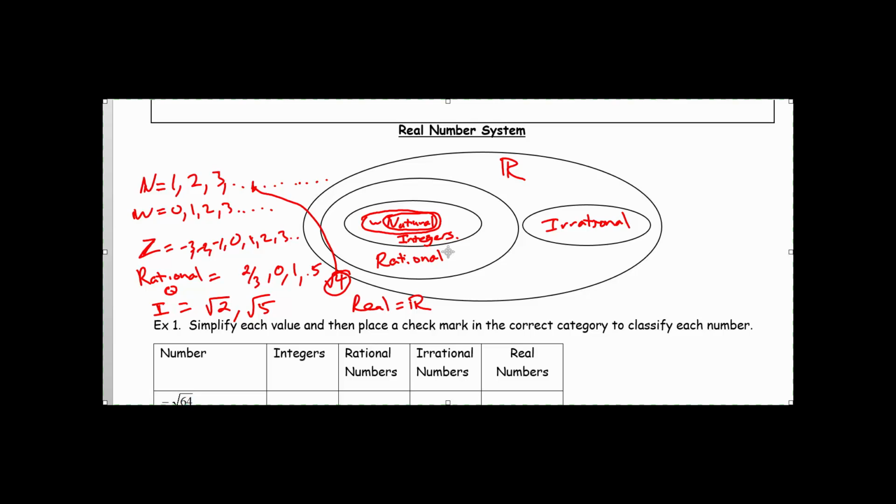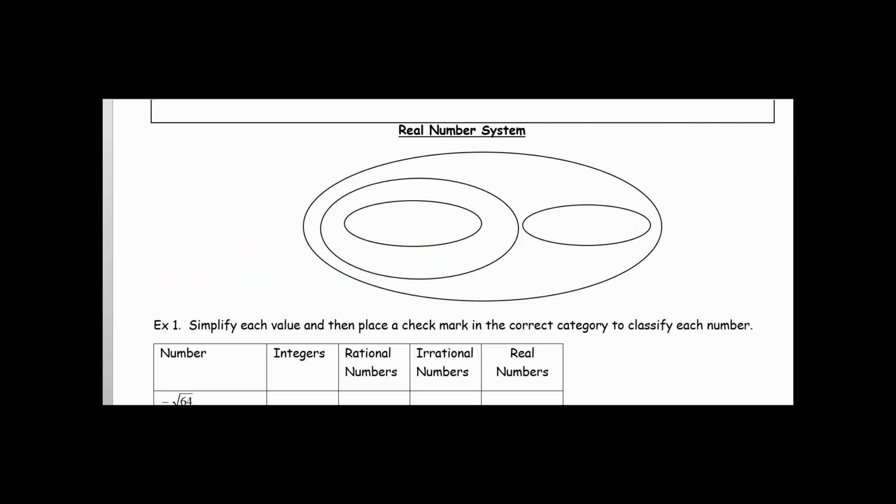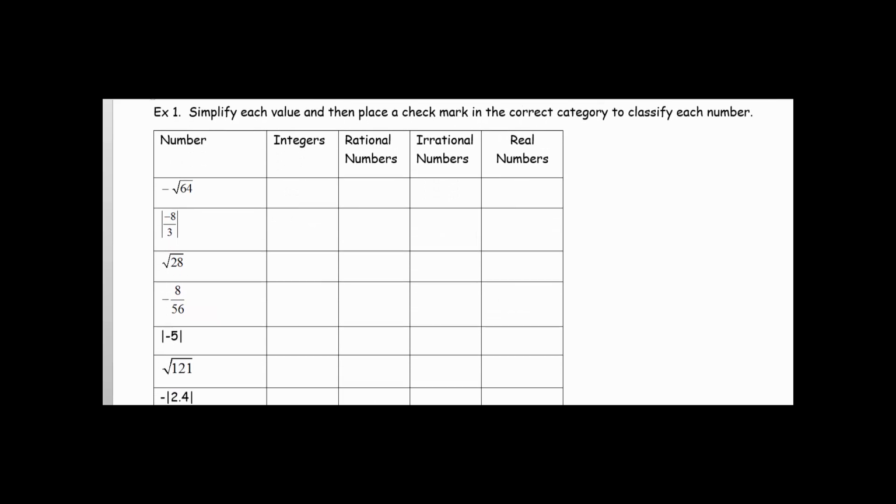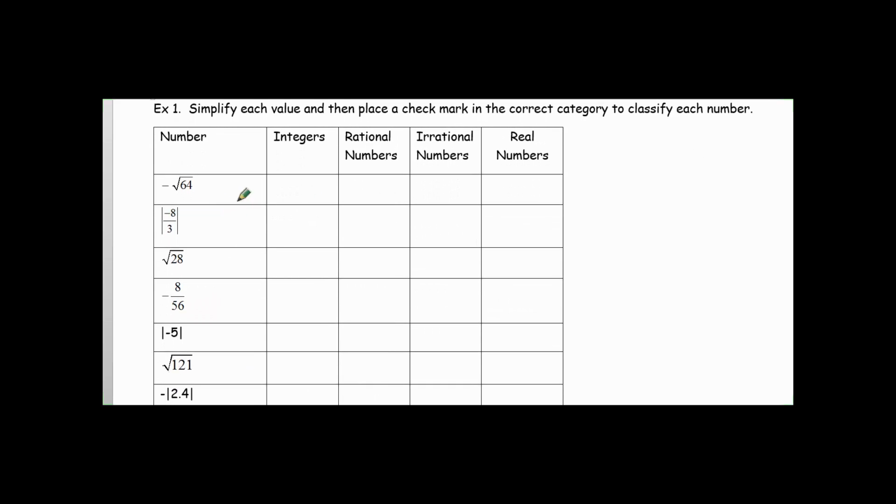Alright, so let's try class 5. The first thing you have to do here is simplify. So what's the square root of negative 64? Or square root of 64 with a negative out front. Well, square root of 64, this is kind of inside parentheses, that's 8. And you toss a negative, it's a negative 8.